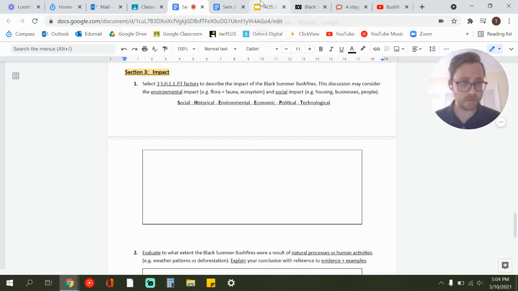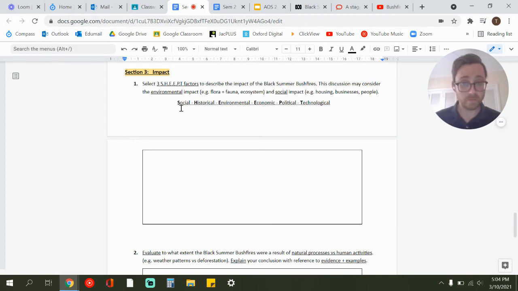All this information is in the class slides. I'm just repeating it. So we have done a learning task on SHEET as well. So if you have any questions or concerns about it, I've put the SHEET factors, what those initials stand for, right here, in case you've forgotten. But what you need to do in this question here is pick 3 of them.